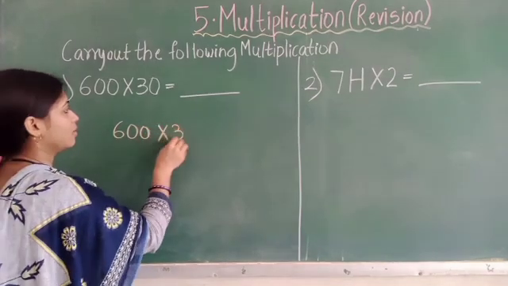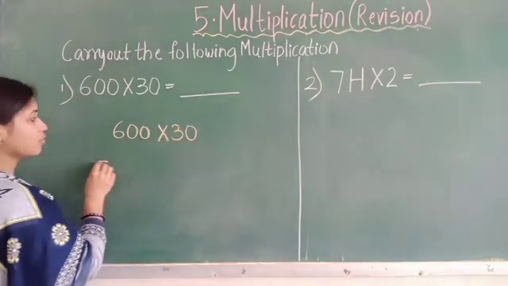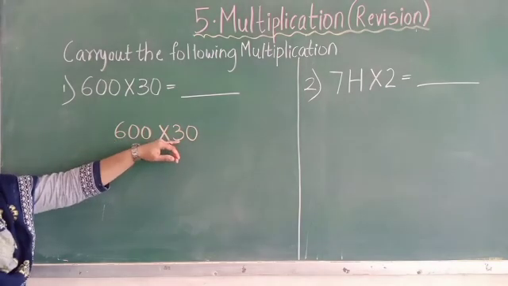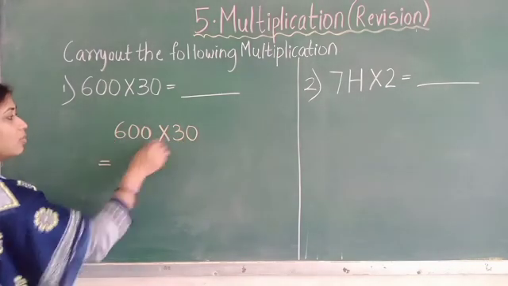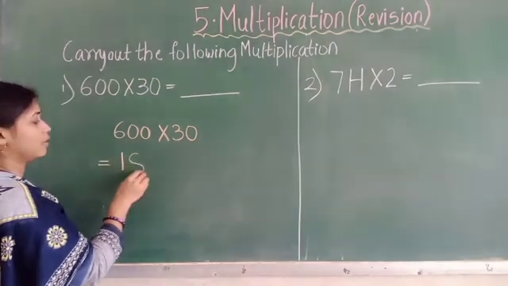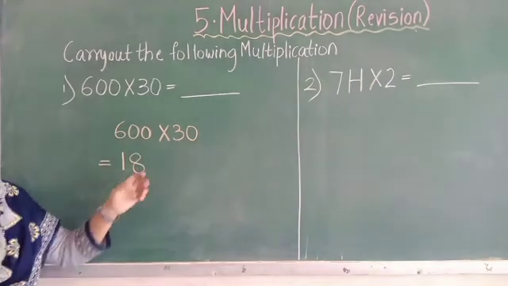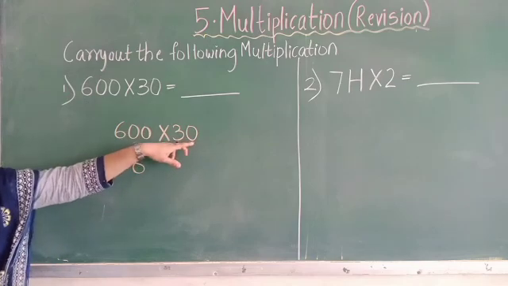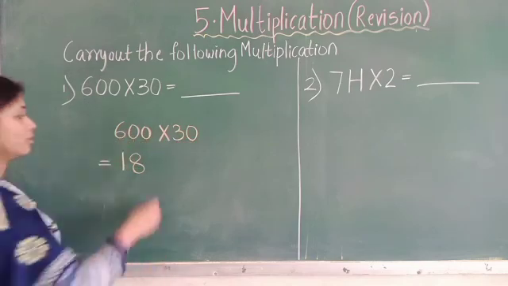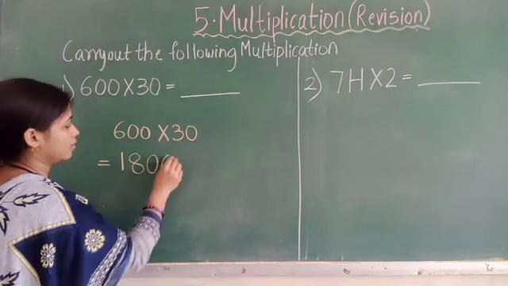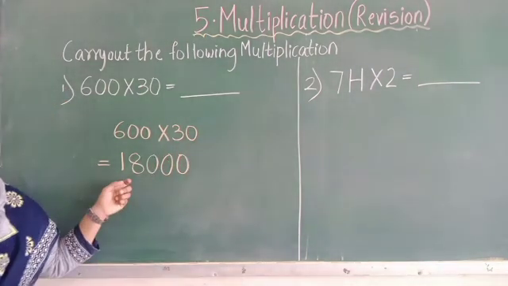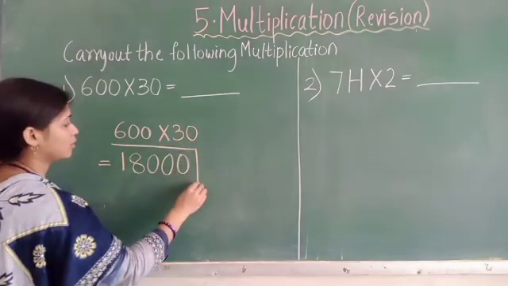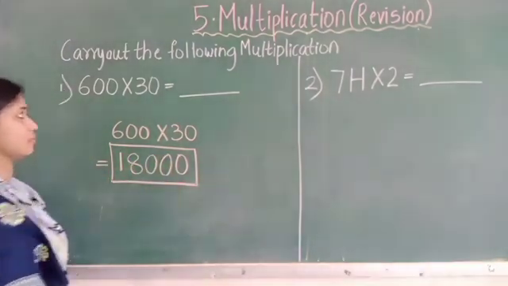600 multiplied by 30. What we have to do? Directly we can multiply 6 by 3. 6 multiplied by 3 is how much? 6 3s is 18. And after getting this answer, we will add all the zeros together. How many zeros are there in 30 and 600? 1, 2, 3. We will add 3 zeros after the product. So our answer is how much? 18,000. This is our answer.